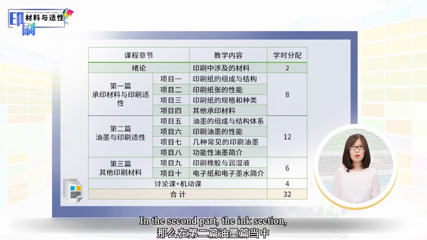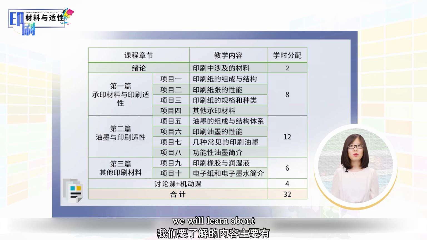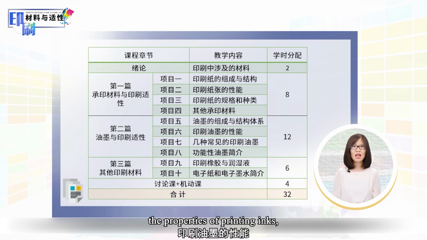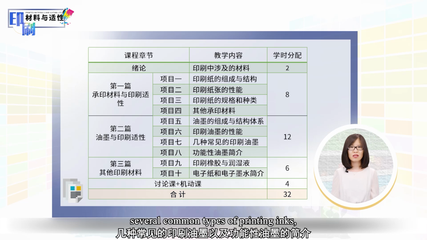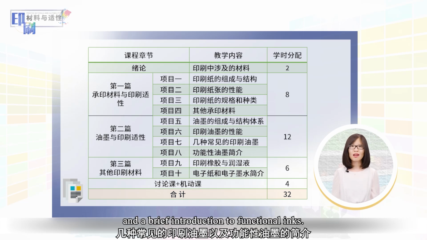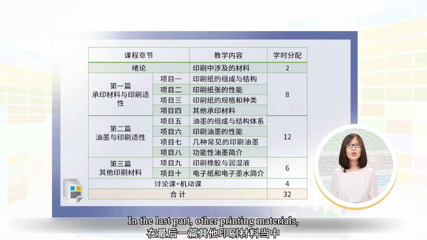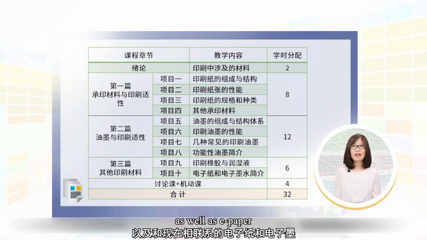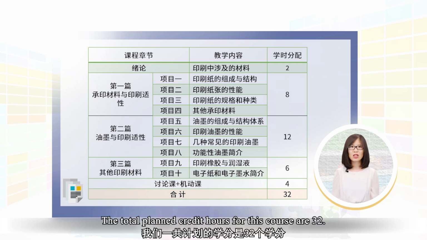In the second part, the ink section, we will learn about the composition and structural system of ink, the properties of printing inks, several common types of printing inks, and a brief introduction to functional inks. In the last part, other printing materials, we will introduce printing rollers and dampening solutions, as well as e-paper and e-ink that are related to the present. The total planned credit hours for this course are 32.